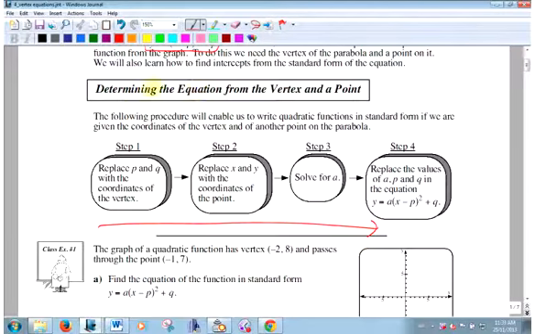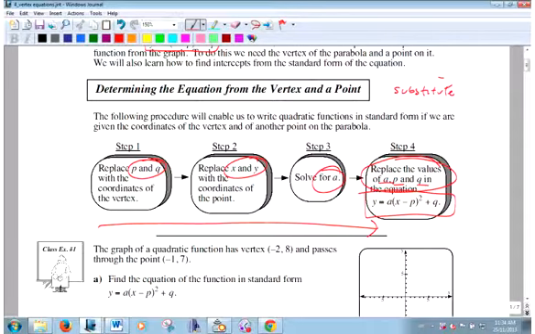How are we going to determine the equation if we give you the vertex and a point? In a word, substitute. Substitutions. First, where's the vertex? Well, that's P and Q. Okay, put it in the equation. Then you're going to need a coordinate point, one other than the vertex. You can't use the same point. You're going to plug that in. You're going to solve for A.